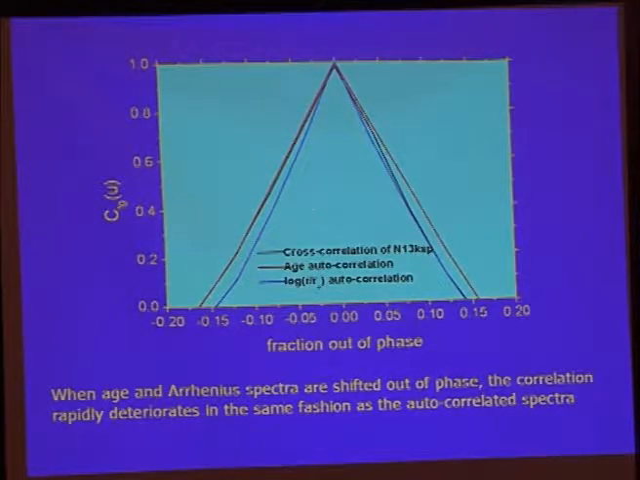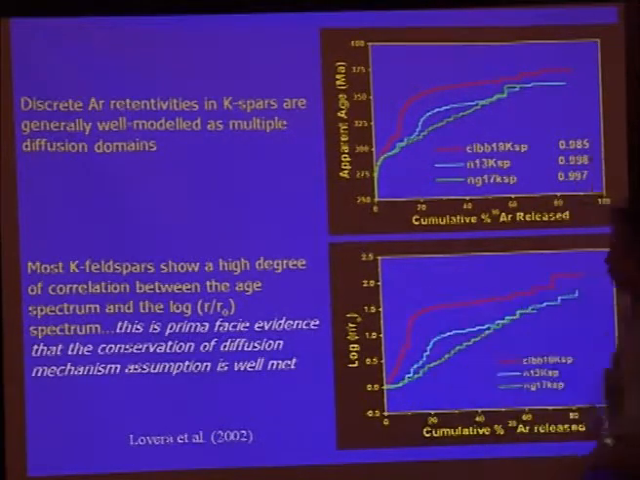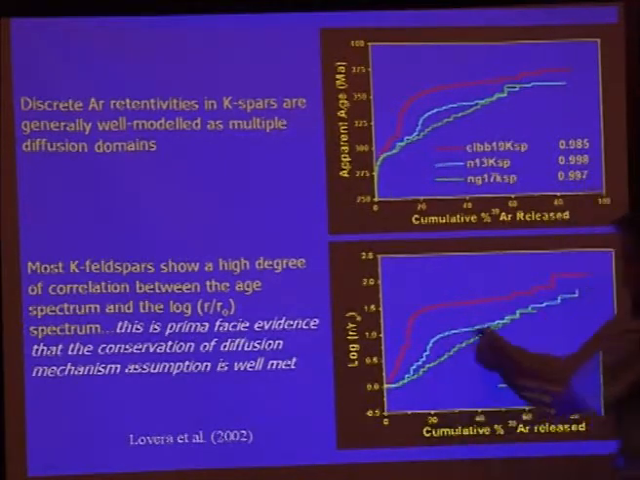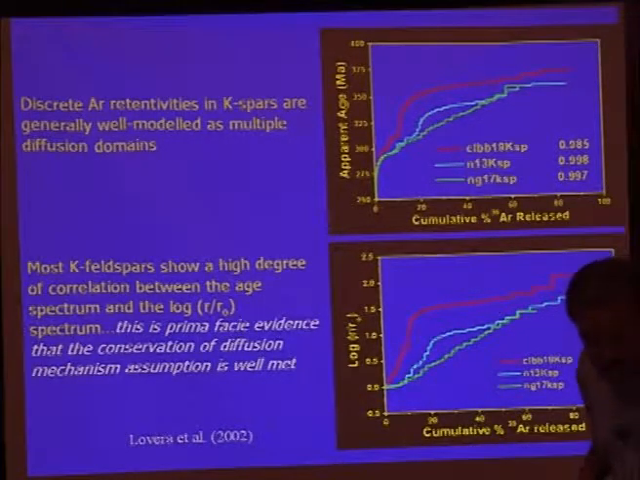Now, here's the N13 K-feldspar. If I look at this correlation, here's my model for the age spectrum. Here's my model for the R-naught product. If I correlate them directly, I get this high degree of correlation. What if I make a periodic function out of both of these and then start to shift them out of phase? It's fascinating.